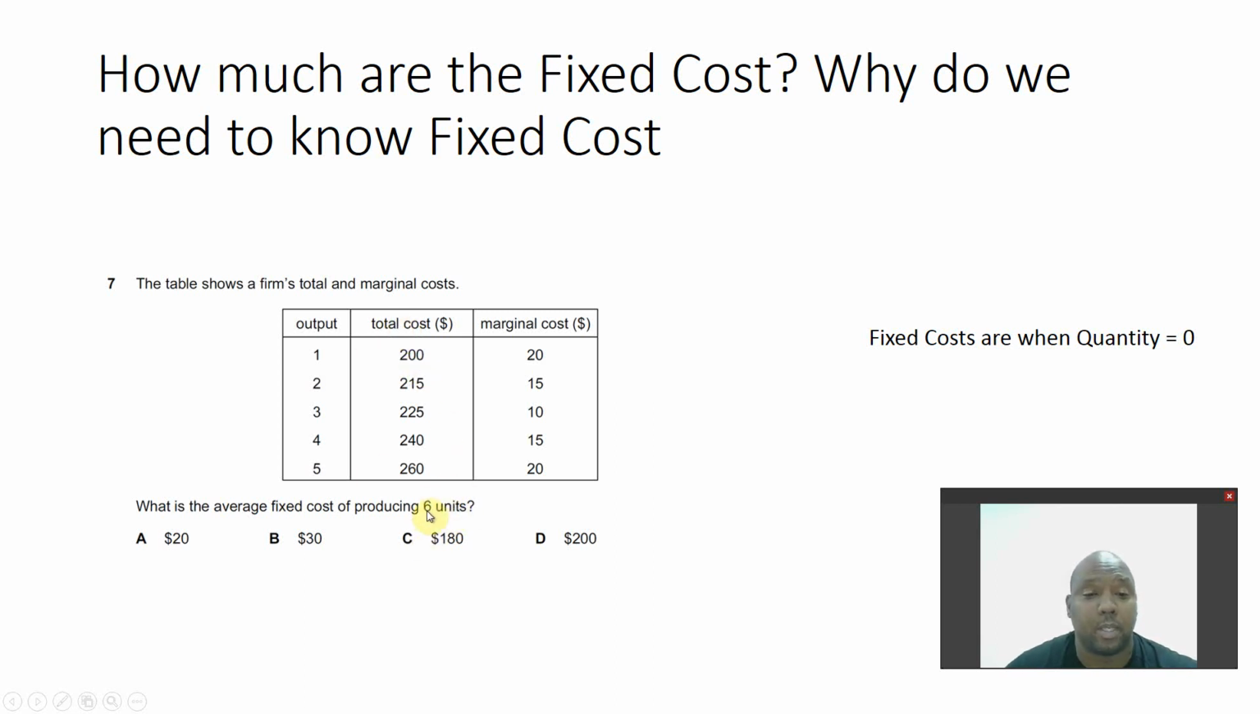So C is wrong because we have 6 units. Remember that the average fixed cost is the 180 divided by 6 units, which is 30. Correct answer here is B. But anyway, there's more to that, more than just knowing it to get the answer to this. There's a couple of essay questions related to this on your exam.